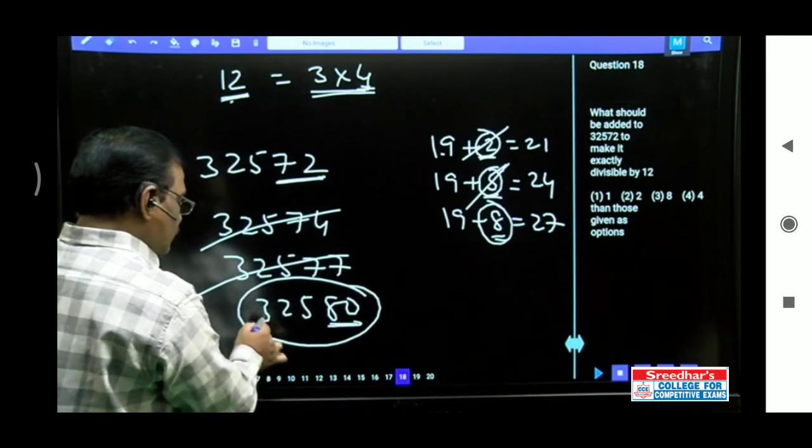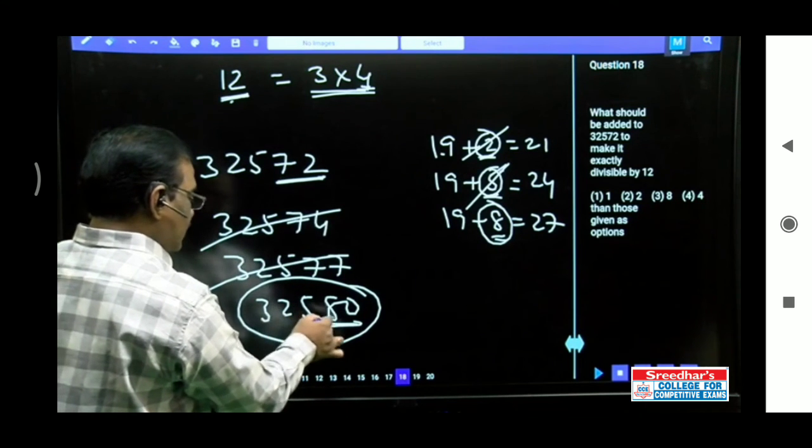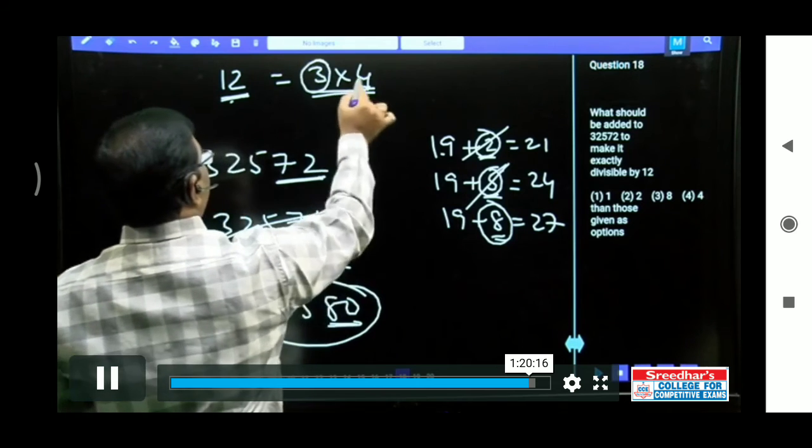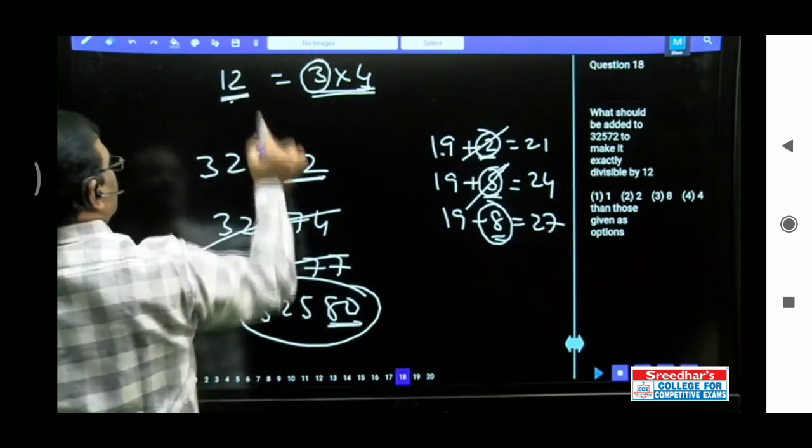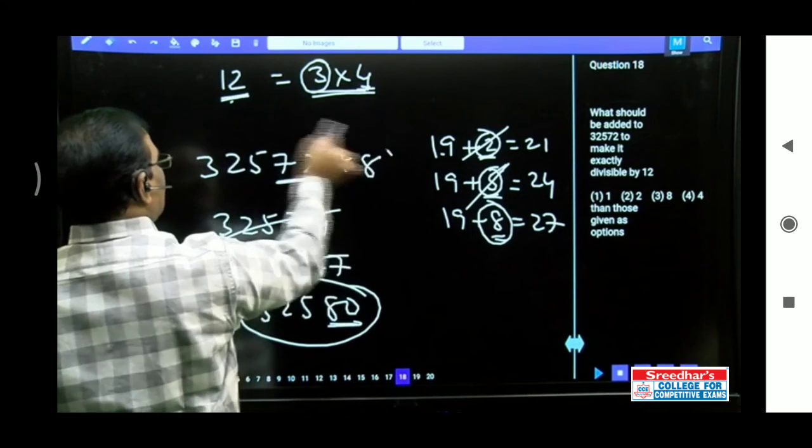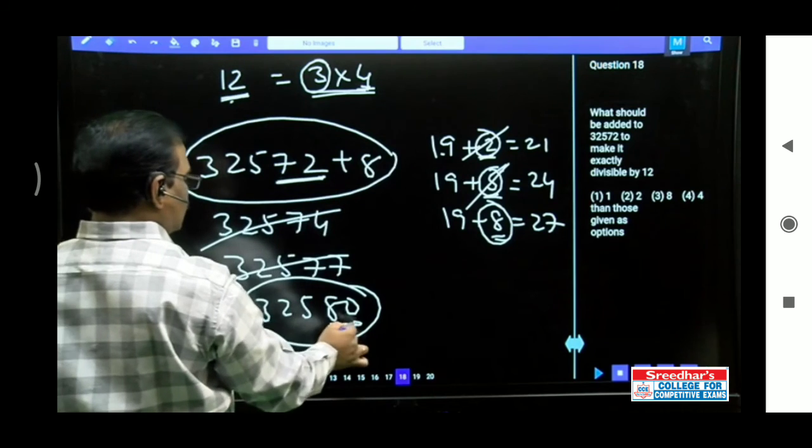సమ్ ఆఫ్ ద డిజిట్స్ చూస్తే 3 plus 2 5, 5 plus 5 10, 10 plus 8 18. 18 అంటే that is exactly divisible by 3. Therefore ఎంత యాడ్ చేయాల్సి వచ్చిందంటే మనం 8 should be added. 8 యాడ్ చేస్తే then that becomes 32580.